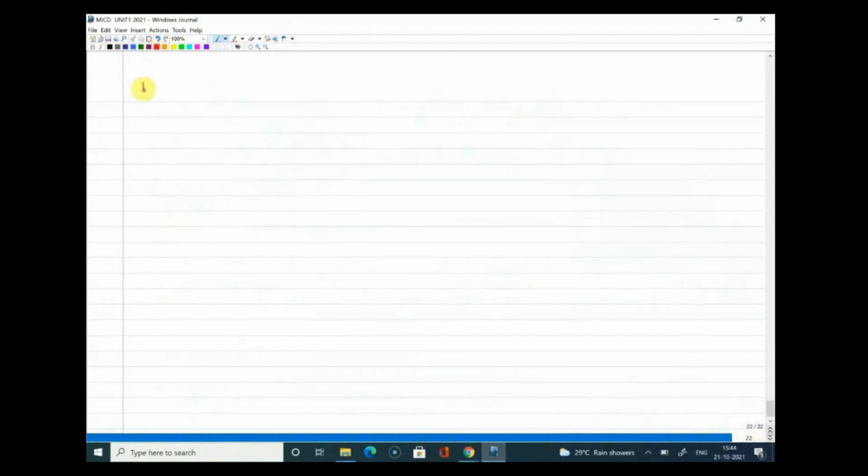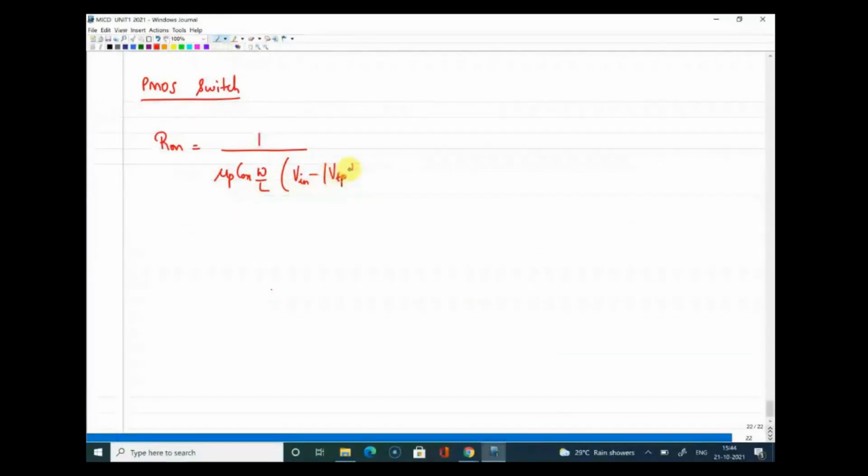Anyway, before that, let us also look at the PMOS switch. As in the case of a PMOS switch, you know that the on resistance can be written as 1 by mu p Cox W by L into V minus mod Vtp. It is the same expression, but in the case of PMOSFET, we write VSG minus mod Vtp, from the same current equation I have just written. So in this case it is VSG, and let me draw a diagram over here.